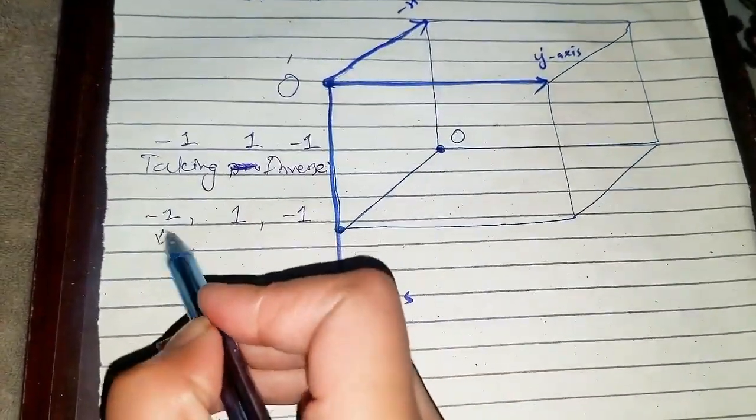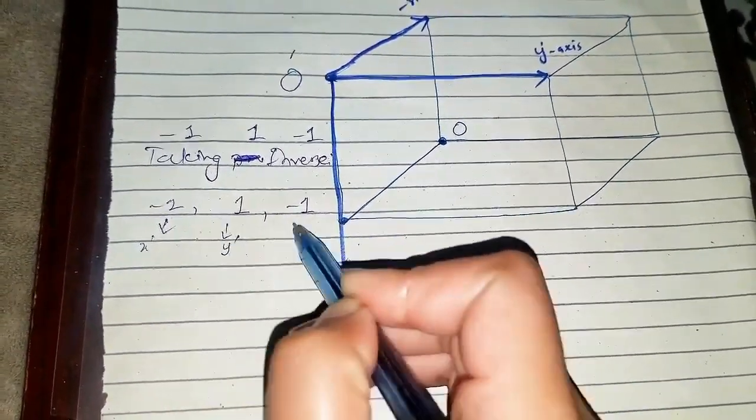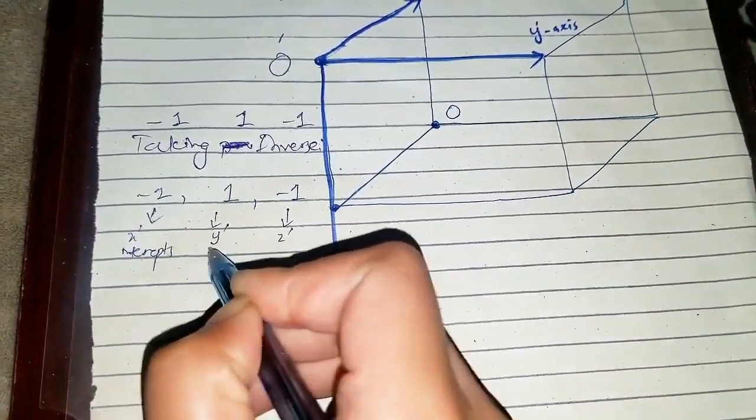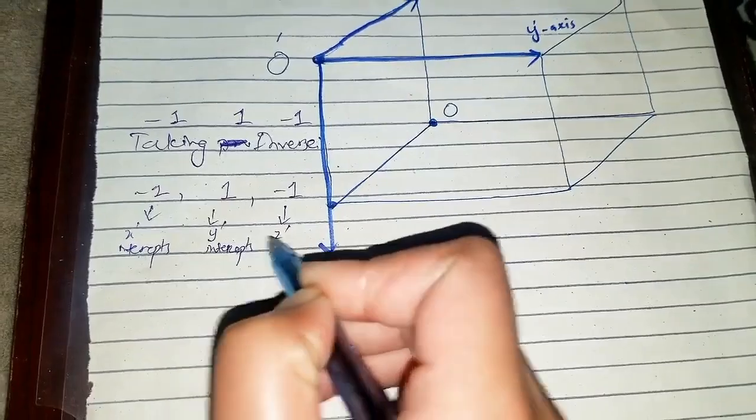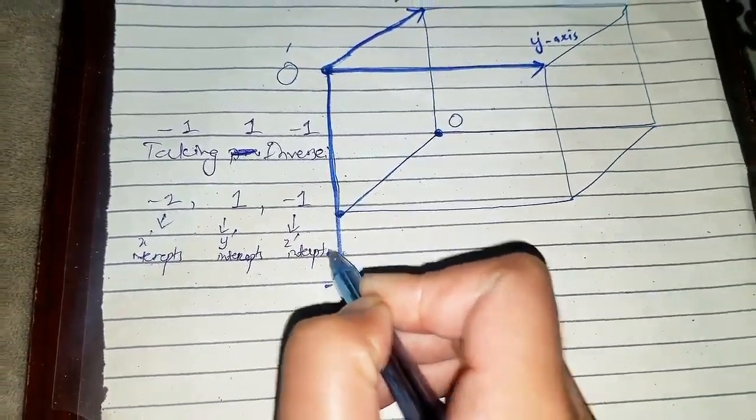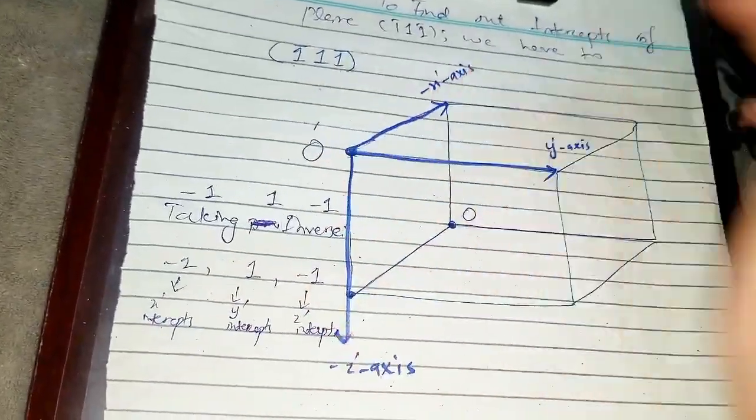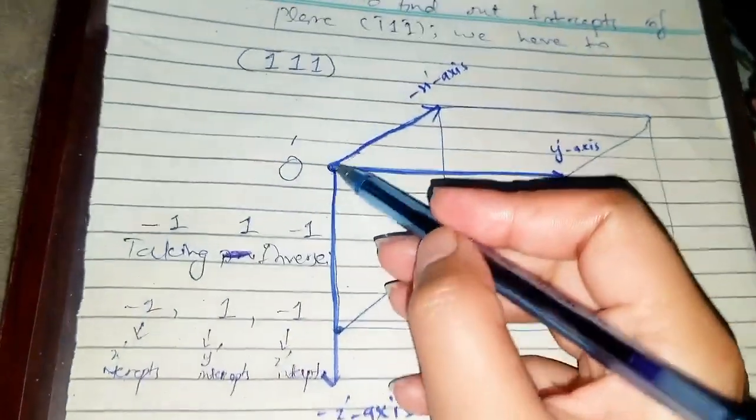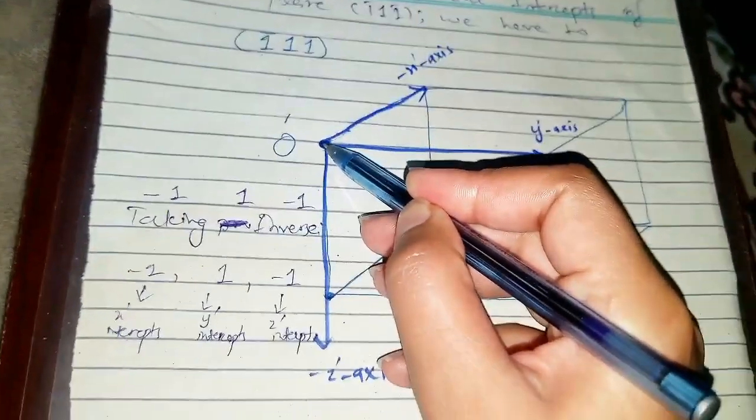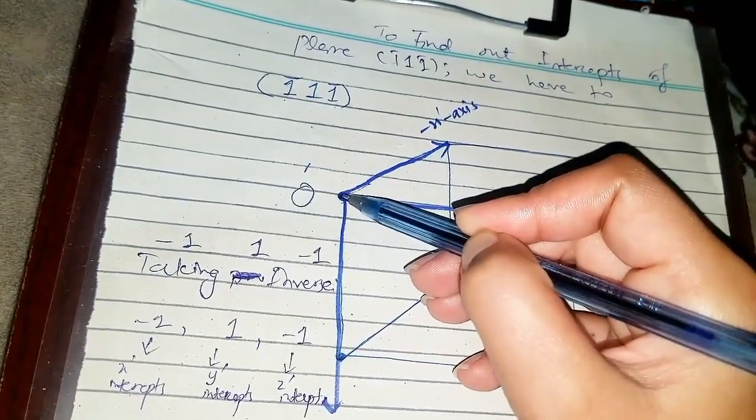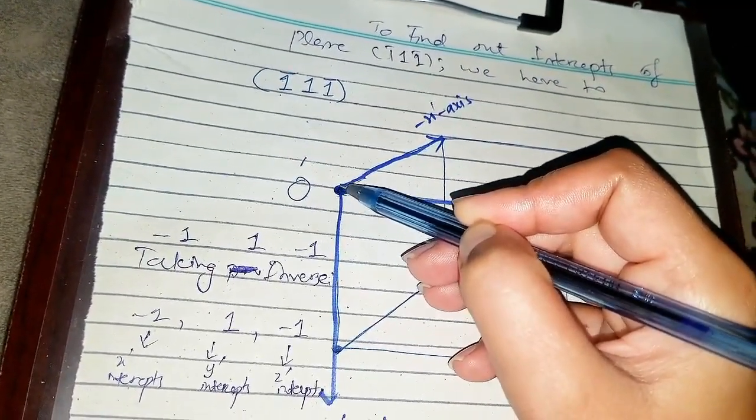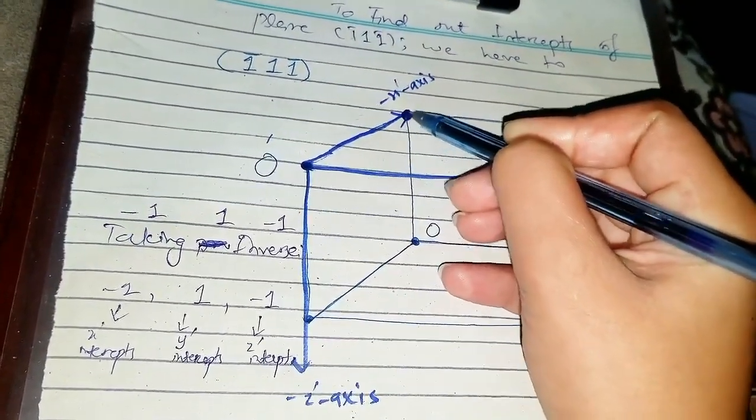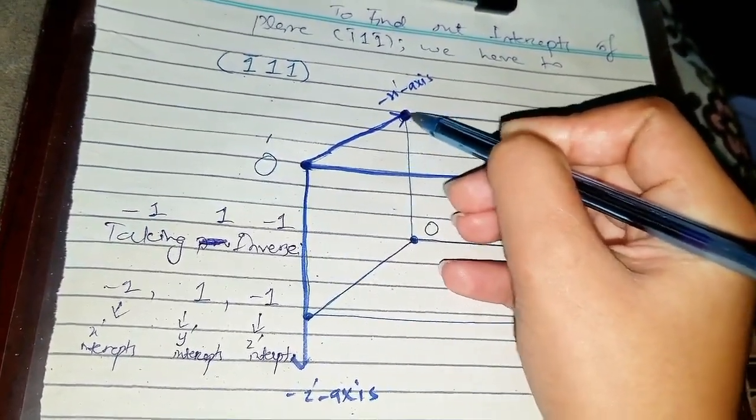So this is the x prime intercept, this is the y prime intercept, and this is the z prime intercept. These are the intercepts and they are drawn on the axis lines. Intercepts are the points on the axis lines. So the x prime intercept is -1, which means that starting from this new origin, we go to the other corner of the unit cell along the negative x direction, which is this point.